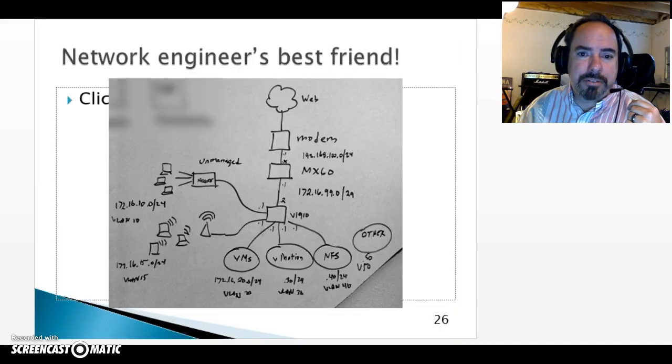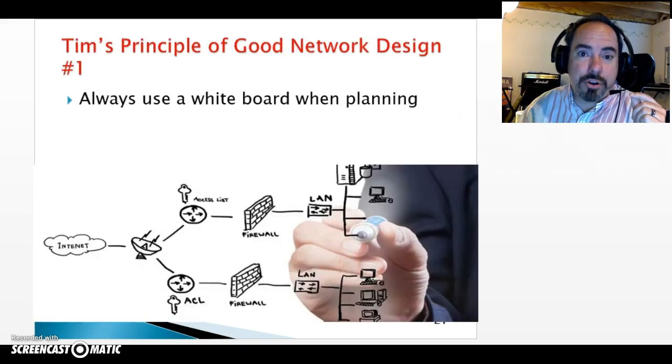So this is far and away a network engineer's best friend, the whiteboard. So here's my first principle of good network design. Always, always, always use a whiteboard when planning. That's the reason why I have a whiteboard in my office. That's the reason why if you ask me a networking question, the first thing I'm going to do is either grab a piece of paper and a pen and sketch it out to make sure I understand what you're asking me, or I'm going to go to the whiteboard and draw it out. That's the only way to figure out networking issues.